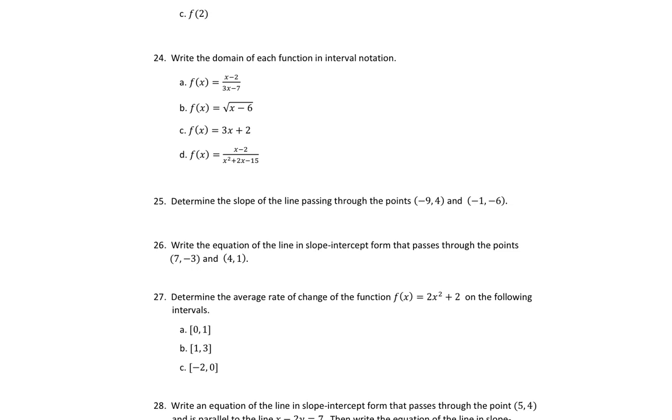That's going to become 3, (-3)² is 9. Minus 4 times -3 becomes a plus 12, plus 2. So it's going to give us 27 plus 12 plus 2, which will be 41.